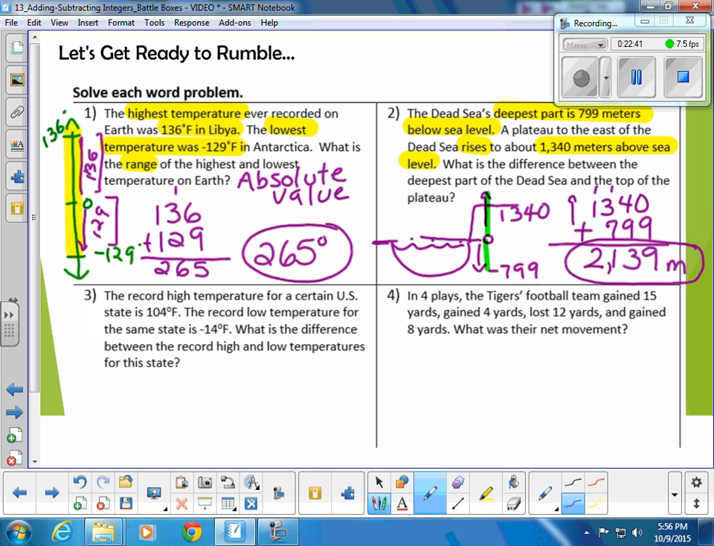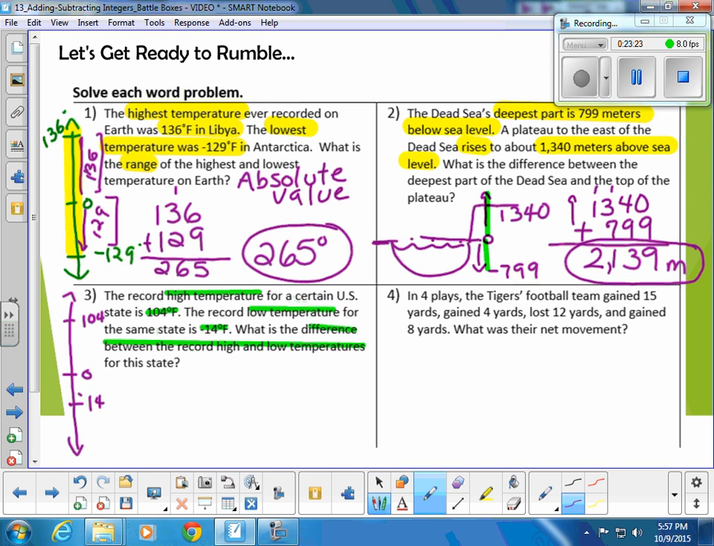Okay, the next one, the record high temperature for a certain U.S. state. Notice we all do these with temperatures because these are the ones you're going to see on your SOL. The record high temperature is 104. The record low temperature for the same state is negative 14. What is the difference or distance between the record high and low temperatures? So I'm going to draw my little thermometer here. We got 0 in the middle. The high was 104. The low was negative 14.